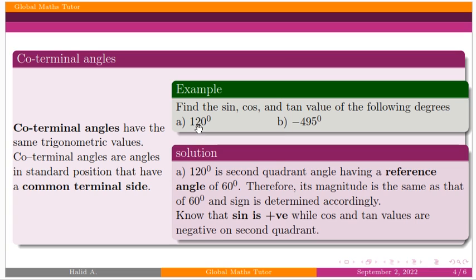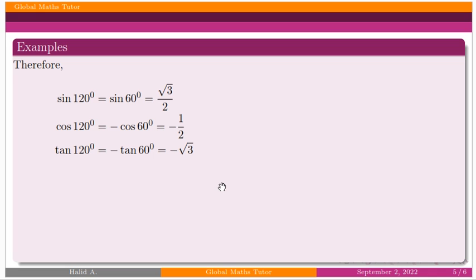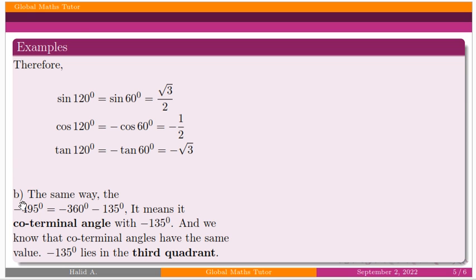So its reference angle is 60 degrees. It means the absolute values are the same, and we know that only sine is positive there, so we find the values as follows. Sine of 120 equals sine of 60 and is positive, and cos and tan are negative, but their absolute values are the same as the reference angle's values.